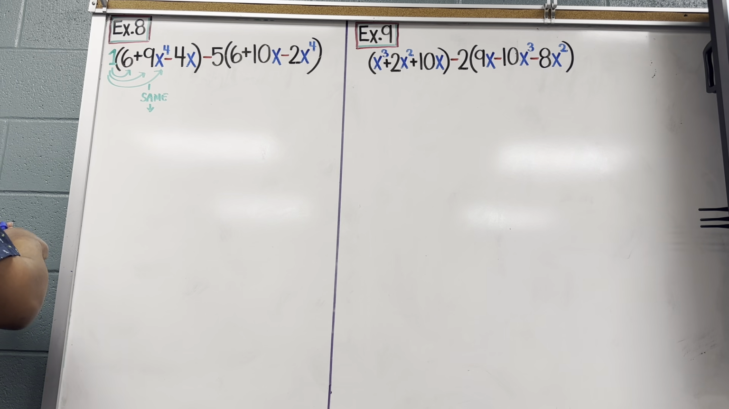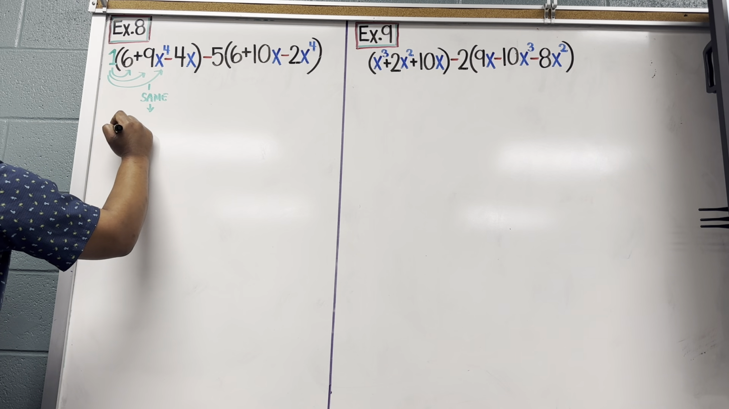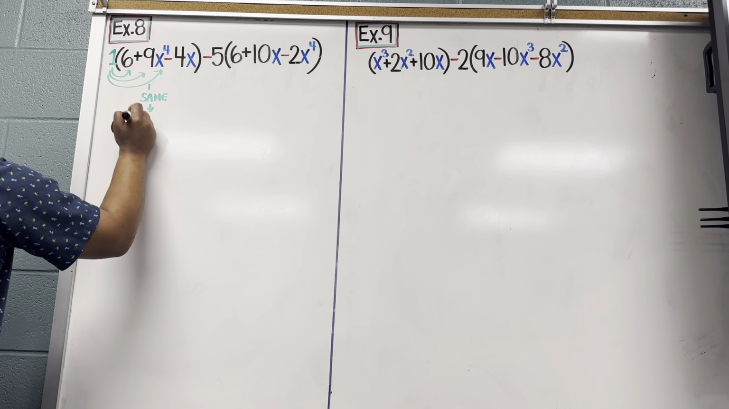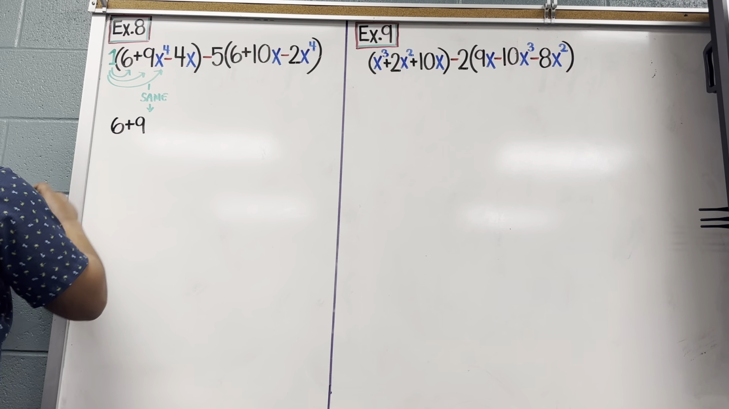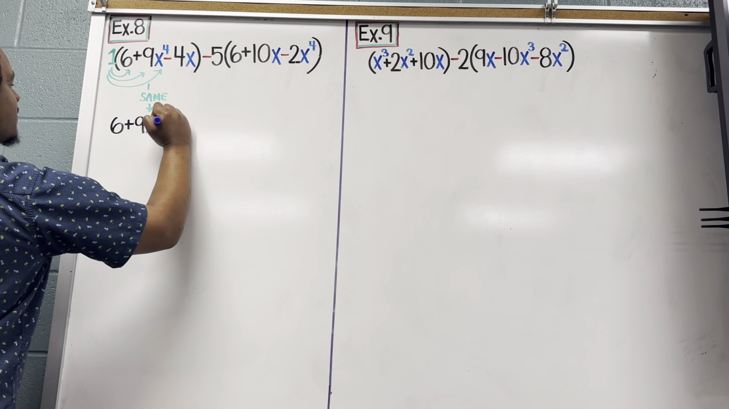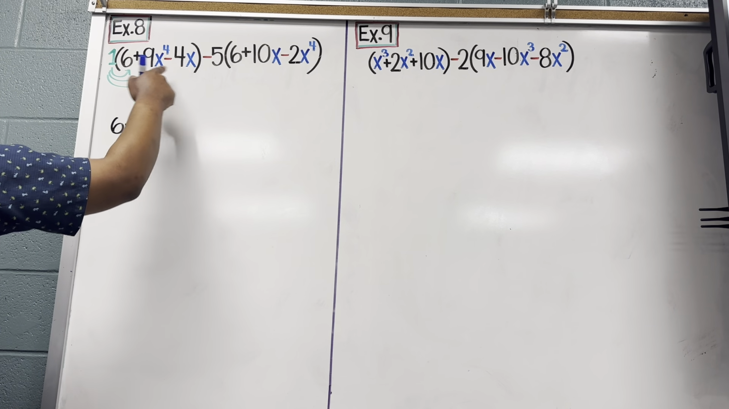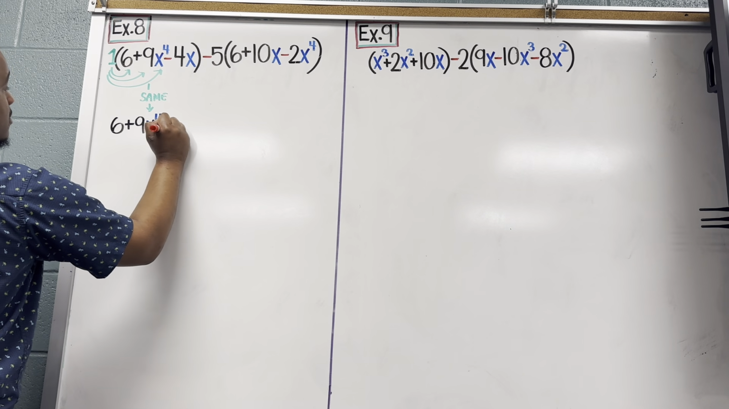So once again, 1 times 6 is 6. Plus 1 times 9x to the 4th power is still 9x to the 4th power. And then 1 times negative 4x is negative 4x, or minus 4x.